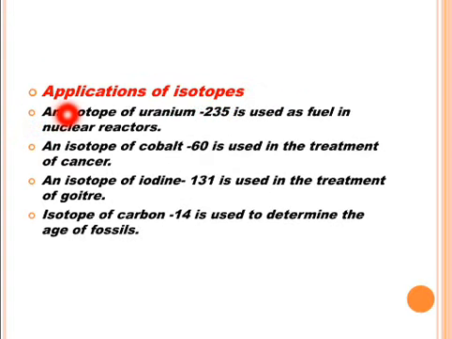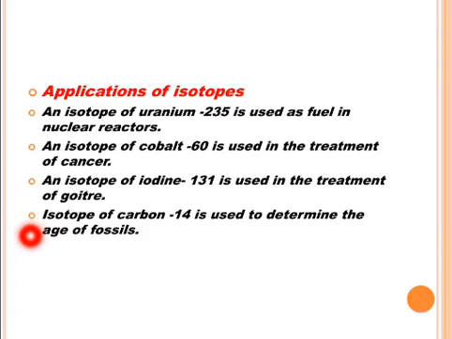Now let us see what are the various applications of isotopes. Where are isotopes used? What are the uses or applications of isotopes? An isotope of uranium-235 is used as fuel in nuclear reactors. An isotope of cobalt-60 is used in the treatment of cancer. An isotope of iodine-131 is used in the treatment of goiter. An isotope of carbon-14 is used to determine the age of fossils.